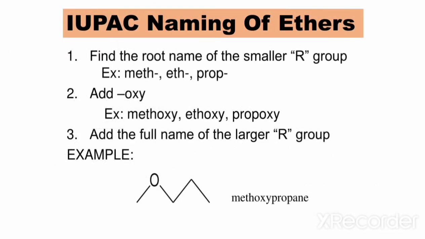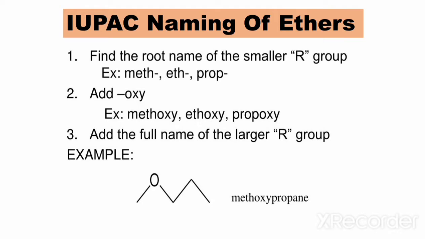And the other is IUPAC naming of ethers. The first rule is to find the root name of the smaller R alkyl group, for example methyl, ethyl or propyl. We first find the shorter chain or smaller alkyl group, and then add oxy to it. So we will name it as methoxy, ethoxy or propoxy. And the last rule is to add the full name of the larger R group, that is the alkyl group.